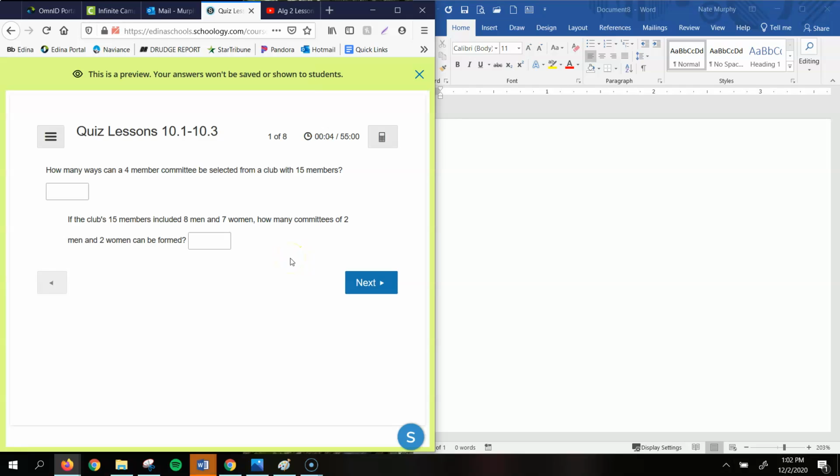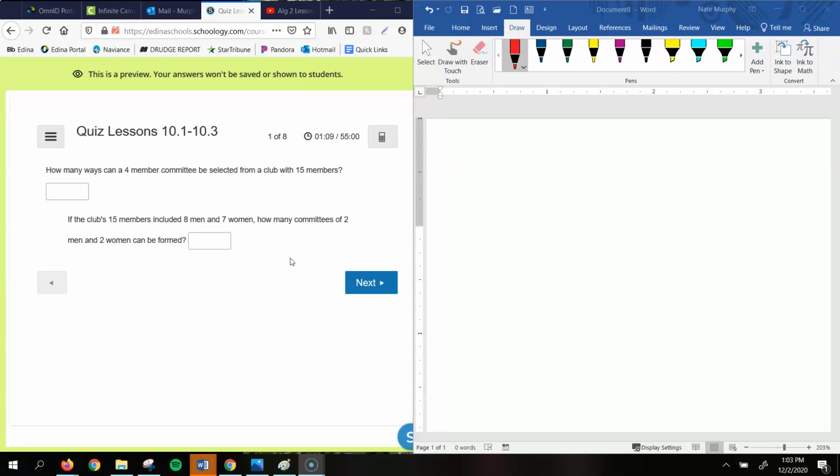It says, how many ways can a 4-member committee be selected from a club with 15 members? And then a follow-up question: if the club's 15 members include 8 men and 7 women, how many committees of 2 men and 2 women can be formed? So there's 2 parts to this one. Going back to that first part, how many ways can a 4-member committee be selected from a club with 15 members?